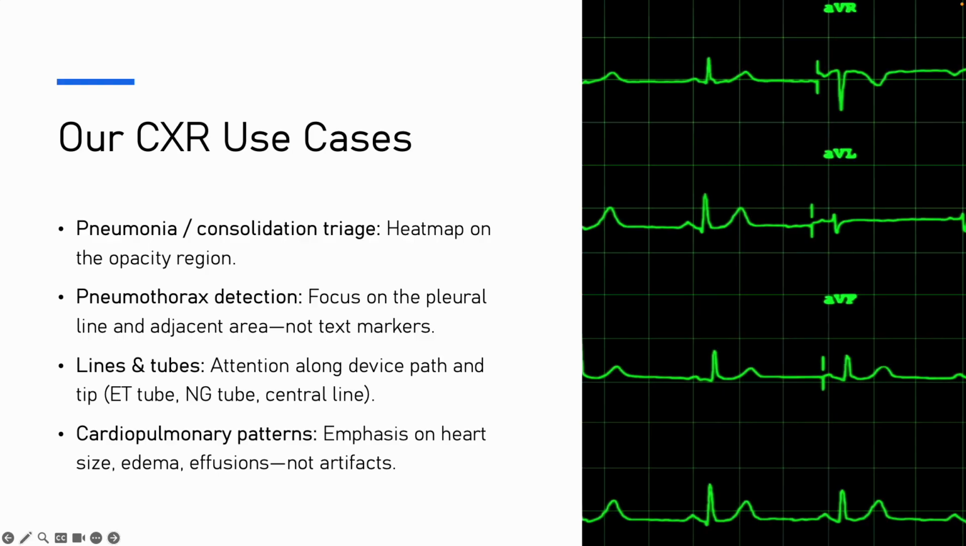Here's where this helps first. These are the first wins. For pneumonia, we expect the bright area over the opacity. For pneumothorax, the focus should sit on the pleural edge, not labels. For lines and tubes, the attention should trace the device and tip. For cardiopulmonary patterns, attention should stay over the heart and lungs.